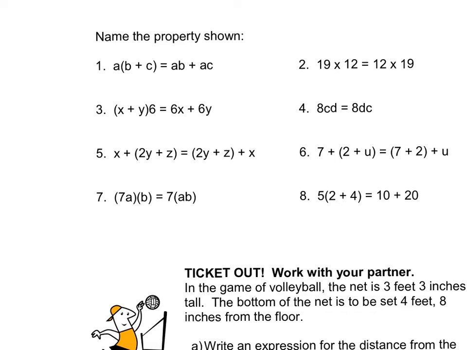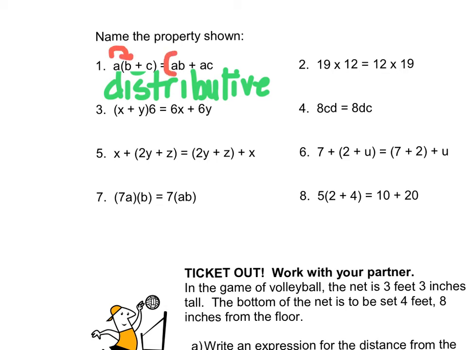Notice on number 1, we have a multiplication problem right here. And then we have an addition problem. The only property that includes both multiplication and addition at the same time is the distributive property. As you notice the distributive property, you should be looking for the multiplication and addition. You should be seeing that the term on the outside is being multiplied by each term on the inside. And that checks out. So it is the distributive property.